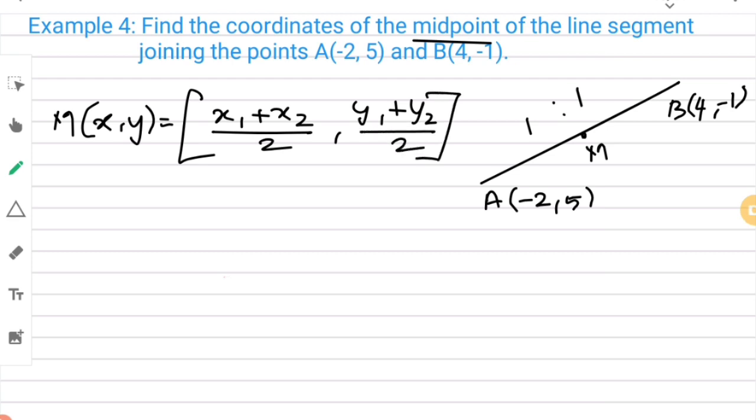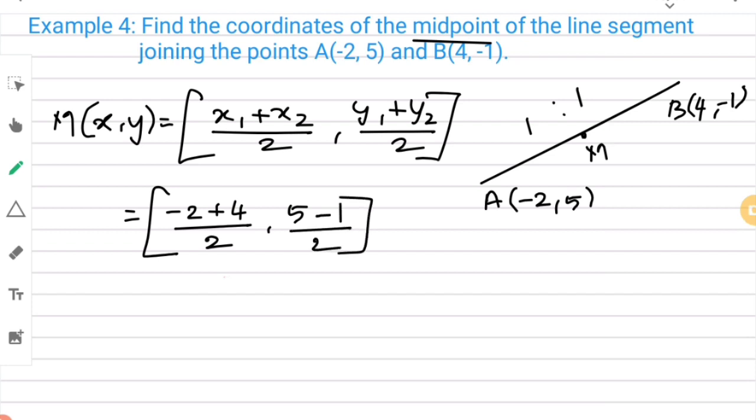Now I'm going to replace x1, x2, y1, y2 values. What is x1 here? Minus 2 plus what is x2? 4, whole divided by 2, comma y1 is 5 and y2 is minus 1, by 2. Then minus 2 plus 4 is 2, 2 by 2 is 1, comma 5 minus 1 is 4, 4 by 2 is 2. Therefore, the midpoint M of x comma y is 1 comma 2.